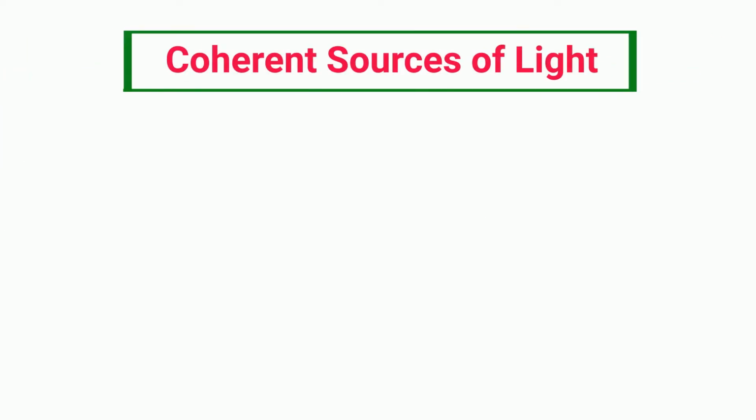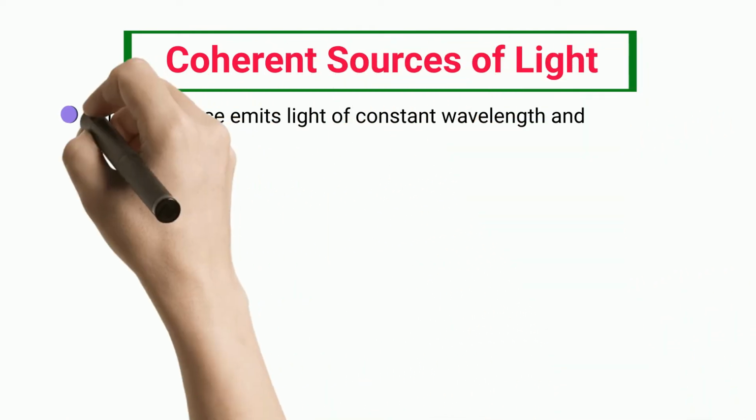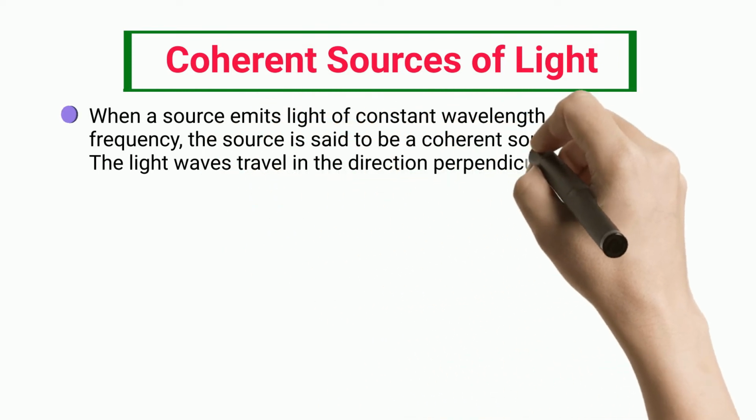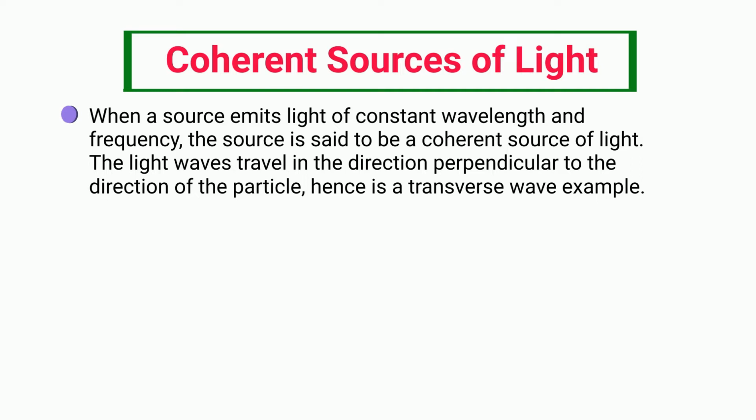Coherent sources of light. When a source emits light of constant wavelength and frequency, the source is said to be a coherent source of light. The light waves travel in the direction perpendicular to the direction of the particle, hence it is a transverse wave example.